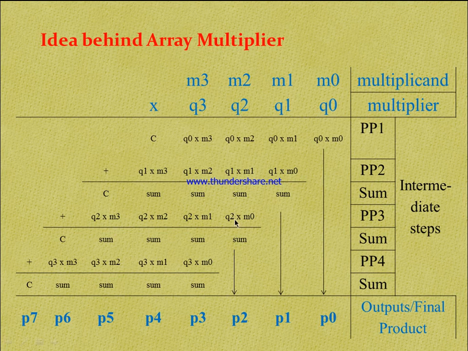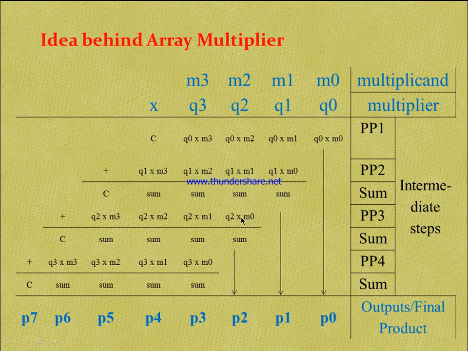So this Q2 is multiplied with M0, M1, M2 and M3. But you should remember that in each and every operation I have to shift left one bit. So here after this step we have this sum and one partial product. Now the idea of the array multiplier is that when I get a sum and one partial product, again I have to add them. So now here the sum comes directly into the result.